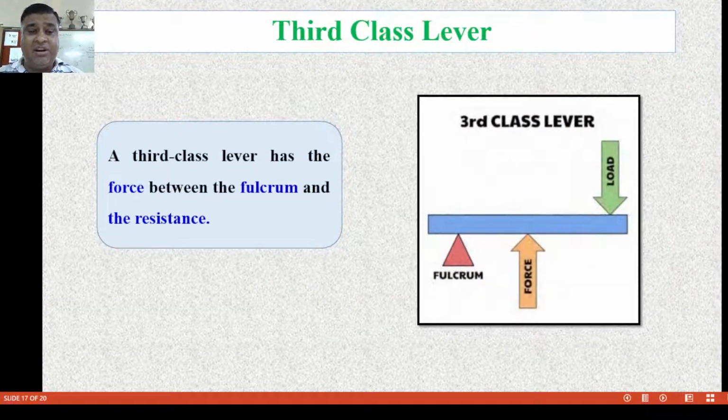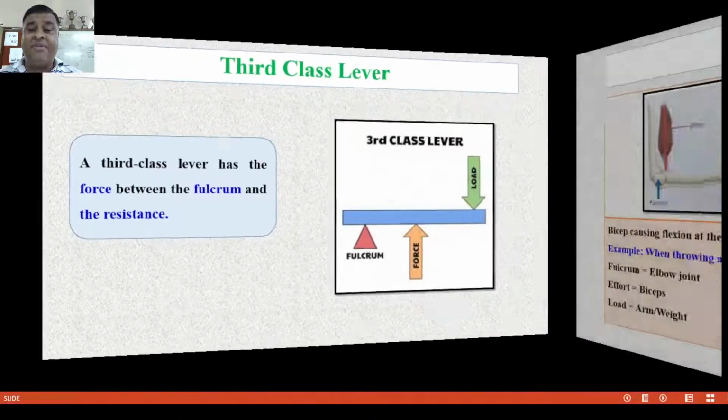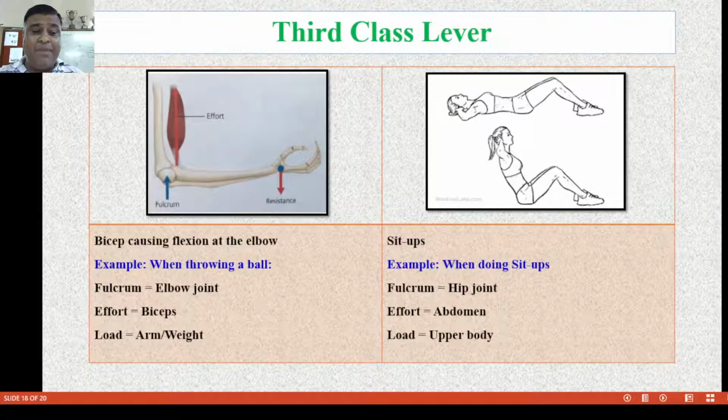Last are third class levers. The force is in between, and the fulcrum and resistance are on both sides, either right or left. The example is the bicep causing flexion at the elbow joint. When we are throwing a ball, the fulcrum is the elbow joint, the effort is the bicep, and the load is the arm and weight. Next is sit-ups. When we are doing sit-ups, the fulcrum is the hip joint, the effort is the abdominals, and the load is the upper body.